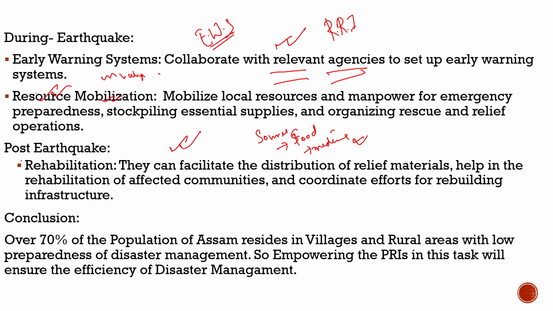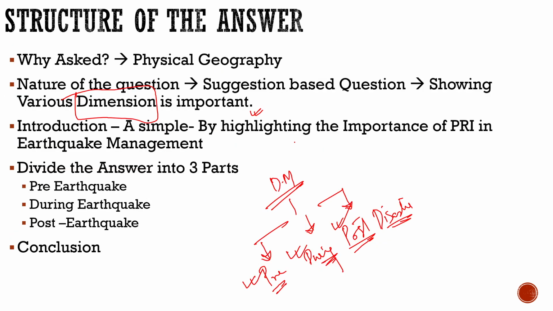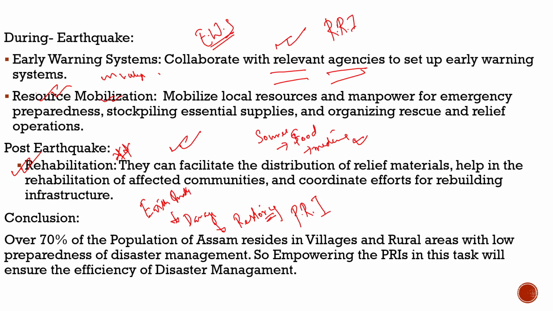Now post earthquake. Post earthquake, the emphasis is mostly on rehabilitation. When an earthquake comes, there is certain damage done by the earthquake. Now when there is damage, restoring those damages becomes very important. So here also PRIs can play an important part. See, what I did is that I took the keywords of all the disaster management, and I took the keywords of all the Panchayati Raj importance, and I clubbed them and made an answer.